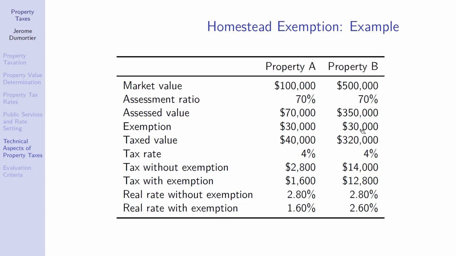And you see that for the high valued property of $500,000, the real rate with the exemption is going down by a little bit from 2.8% to 2.6%. But the real tax rate goes down significantly for property A from 2.8 to 1.6%. And note that the real rates are measured as a percentage of the tax liability with respect to the market value of the home.